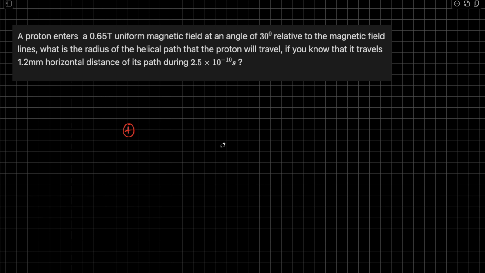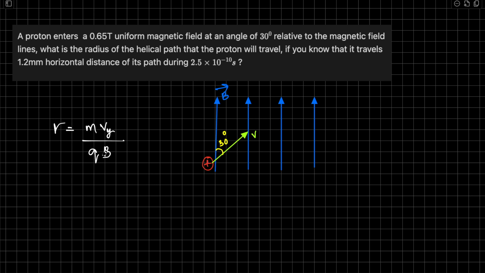There is a magnetic field. This charged particle is entering the magnetic field at an angle of 30 degrees. This is the velocity vector v, and this angle is 30 degrees, and this is the magnetic field vector B. The equation for orbital radius: r equals m times the y component of velocity over q times B.